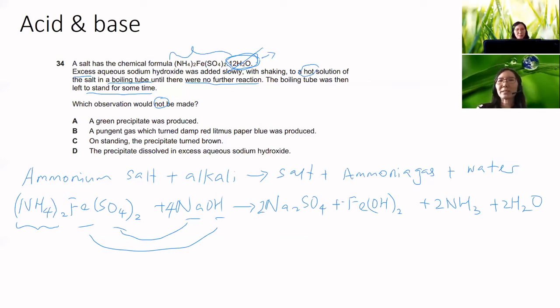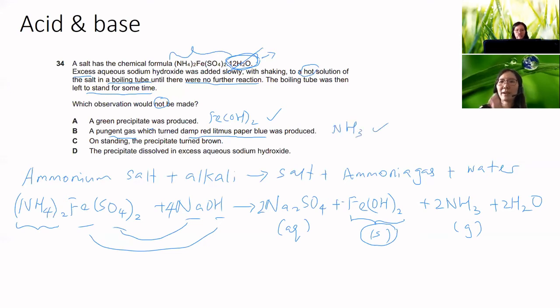A green precipitate was produced. Is it true for A? Green precipitate. This one is the solid state, this is the aqueous state, and this one is the gas state. So the only precipitate they are talking about is this one, and it is green. So this is Fe(OH)2. So this is correct. Next, a pungent gas which turned red litmus paper blue was produced. So there is ammonia gas.